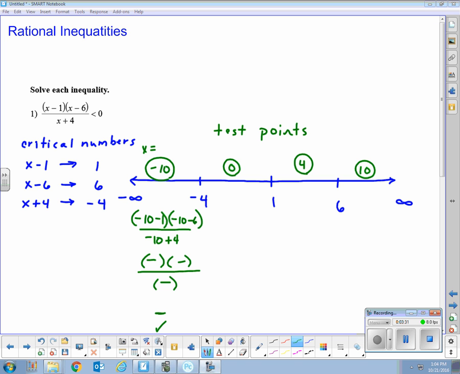I'm going to substitute 0 in. Now, I'm not going to show you where I plug 0 into this function. I'm just going to do that part in my head. But 0 minus 1 would be negative. 0 minus 6 would be negative. And 0 plus 4 is positive. 2 negatives make a positive, and so this overall value would be positive. It is not a solution.